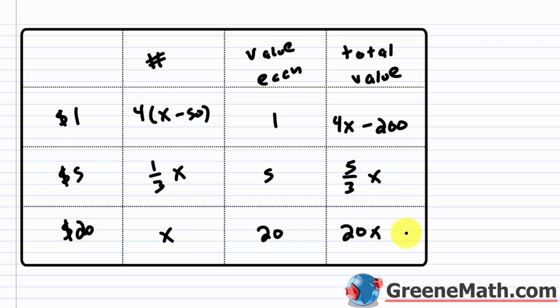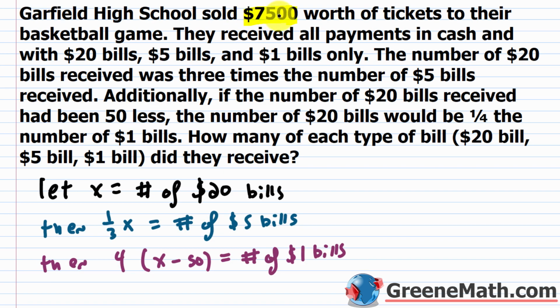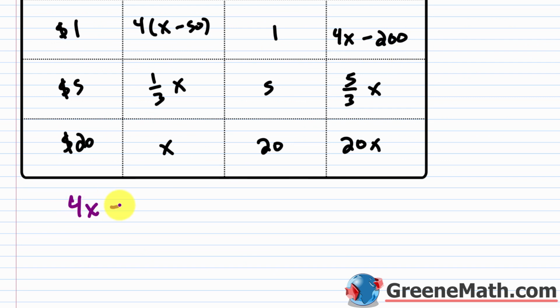So again, the idea here is that you're taking the total value from the 1s, which is 4x minus 200, plus the total value from the 5s, which is 5/3 x, plus the total value from the 20s, which is 20x. And you're going to set that equal to this $7,500. Again, that's what they took in. So let's take our 4x minus 200, then plus 5/3 x, then plus 20x. And again, this equals 7,500.